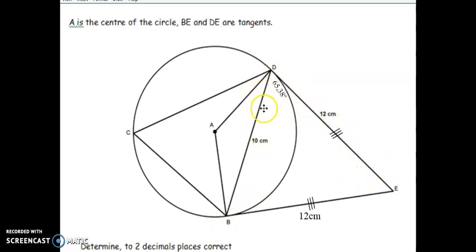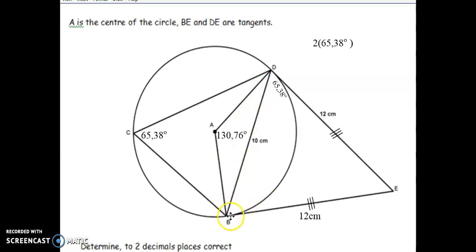Now that I have the size of angle D, I know that the angle between a chord and a tangent is equal to the angle that the chord subtends on the circumference of the circle. So I know that angle C is also 65,38 degrees. Then I know that the angle at the center of the circle is double the angle at the circumference. So 2 times 65,38. So that gives me 130,76 degrees.